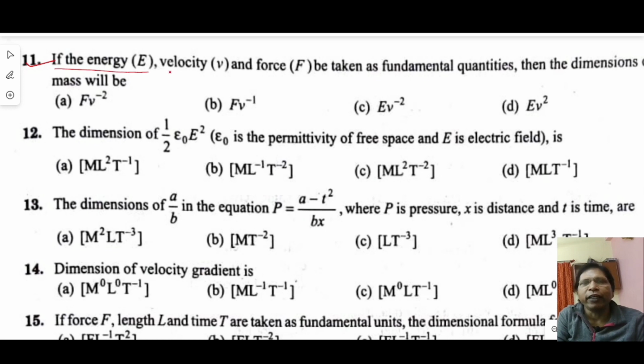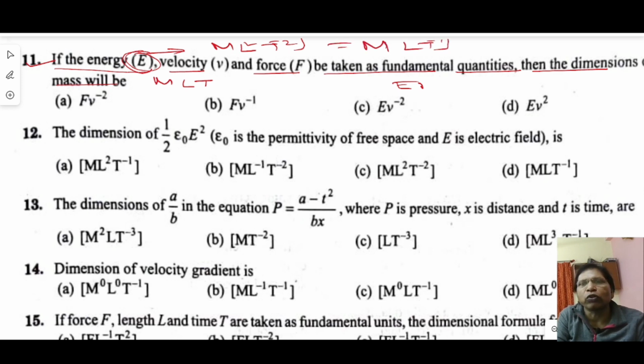If the energy E, velocity V, and force F are taken as fundamental quantities, what are the dimensions of mass? Now look at this. The dimension of energy is M L square T minus 2. This is M into LT minus 1 whole square, so this is M into V square. So energy is mass into velocity square, so the dimension of mass is E by V square. This option is correct.